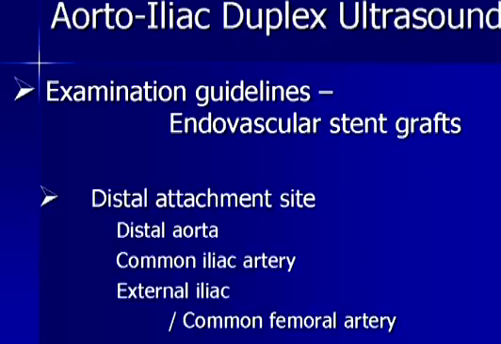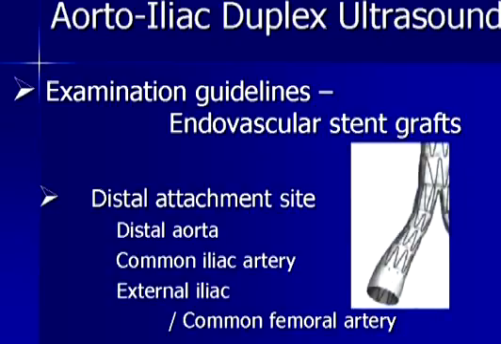The distal attachment site will need to be evaluated as well. The best place to find out where this is, is to have access to an operative note. If not, you will have to determine that with your duplex ultrasound examination. It might be, as I say, the distal aorta. It might be the distal common iliac arteries, or it might be the external iliac or common femoral artery. That will have to be determined.